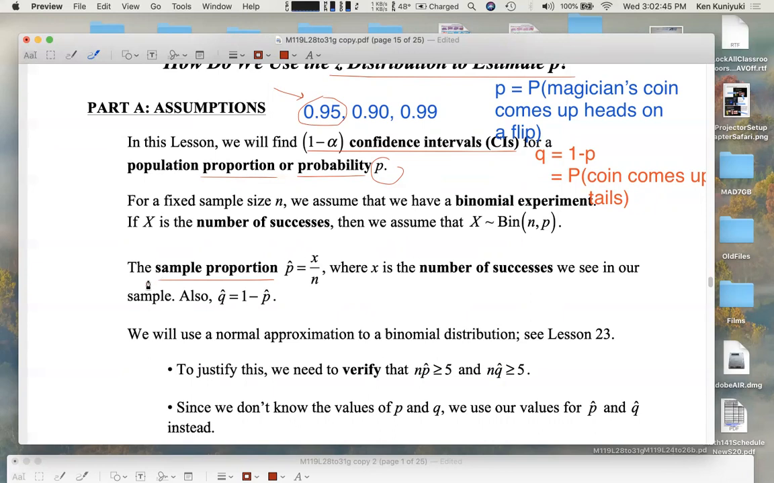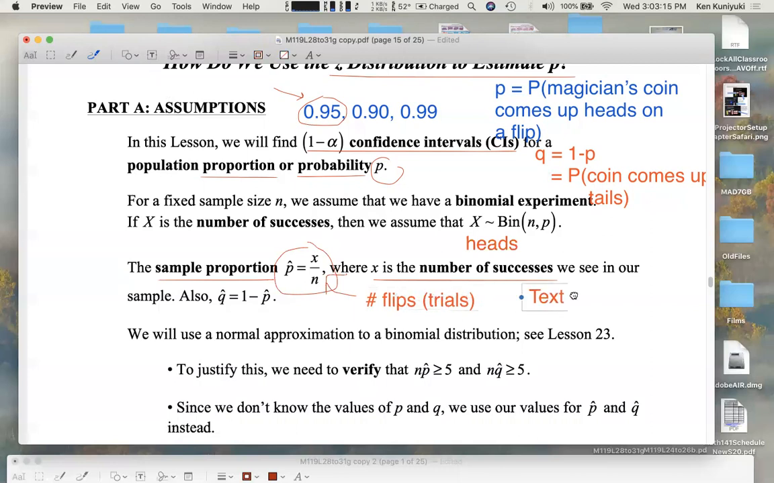Okay, so the sample proportion, p hat, is obtained by x over n, where x is the number of successes, the number of heads we get when we flip the coin, and n is the number of trials, the number of flips.